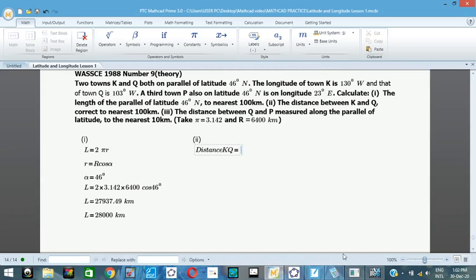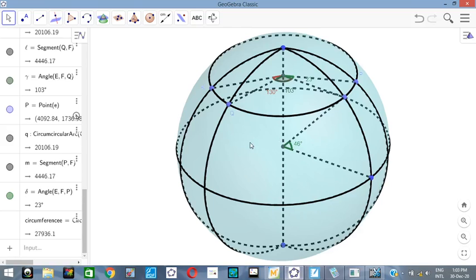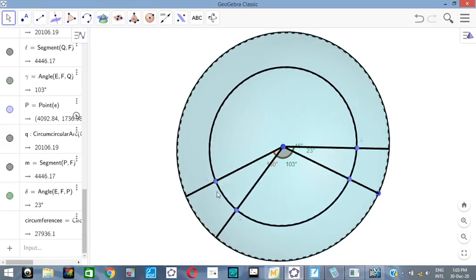let me go back to the diagram so that you can see it. So this is KQ. You can see that this is an arc, so we need to calculate the length of this arc. In order to get the length of this arc, I need to know the angle between the two arcs. Let me show you with the solid shape so that you can see it well. In order to get the distance from K to Q, I need to get the length of this arc. So this is the angle I'm talking about.